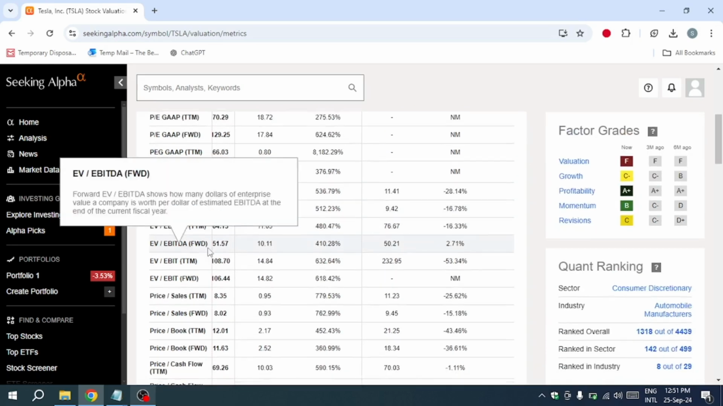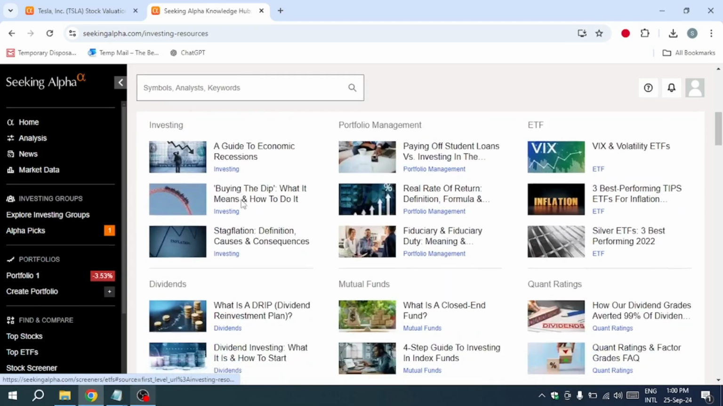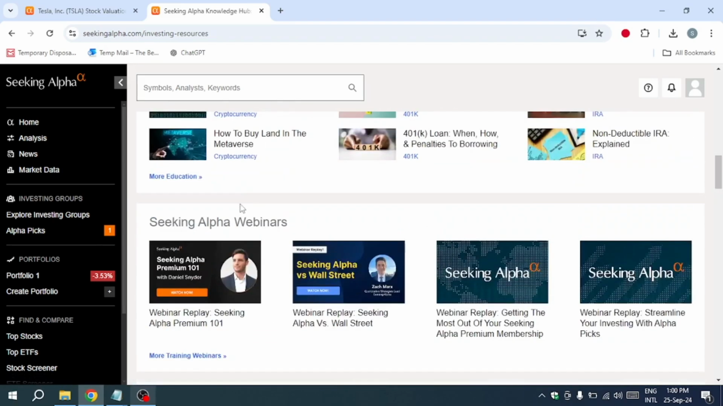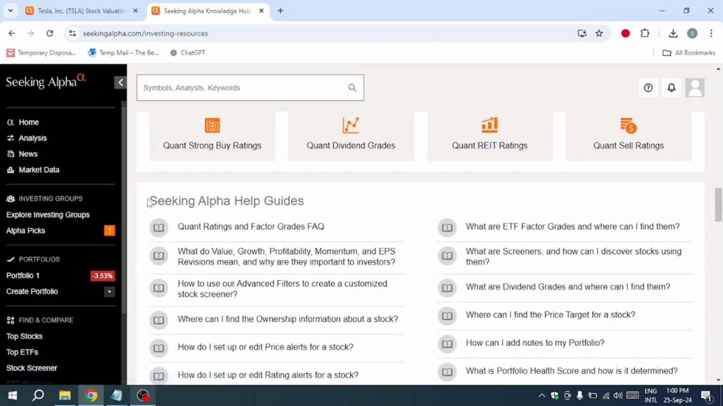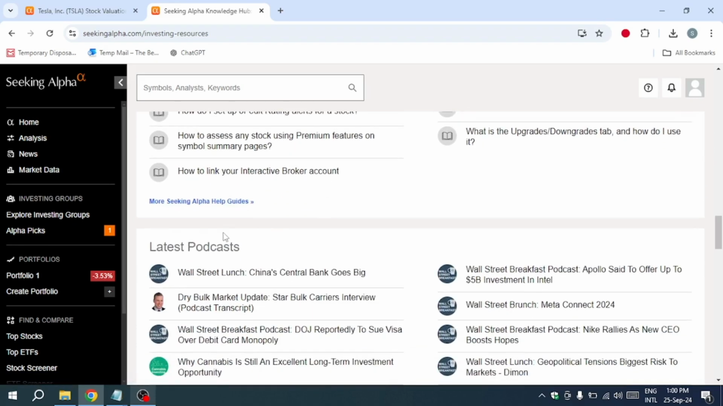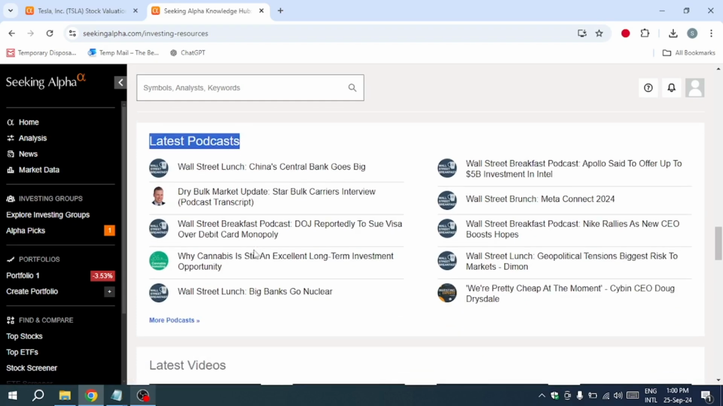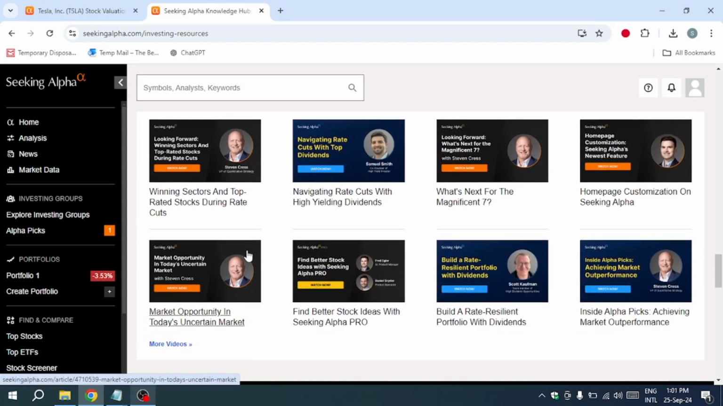As we wrap up, I want to emphasize the importance of community engagement on Seeking Alpha. The platform encourages discussions among users, allowing you to connect with fellow investors. You can leave comments, ask questions, and even follow contributors whose insights resonate with you. Engaging with the community can offer new perspectives and help you refine your investment strategies. Remember, investing doesn't have to be a solo journey. Leveraging the insights of others can provide you with valuable guidance.